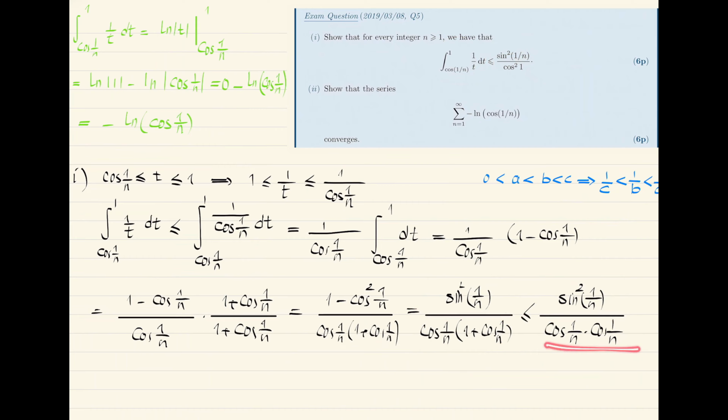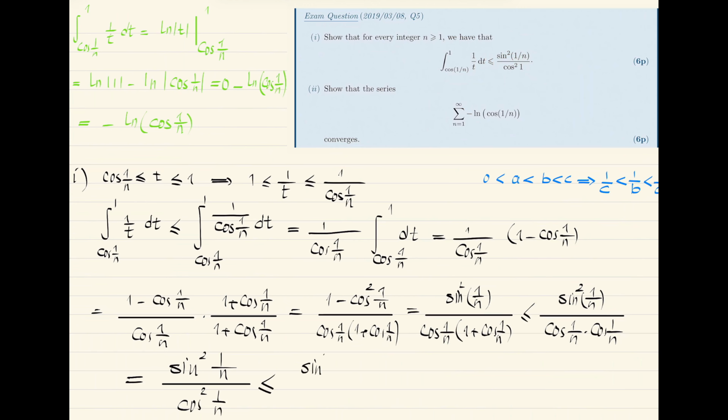Okay? But that is also not completely what we want. So I copy and paste this one. And then I would say that I can write it as cosine squared 1 over n. Okay? But now this one itself is less than or equal.